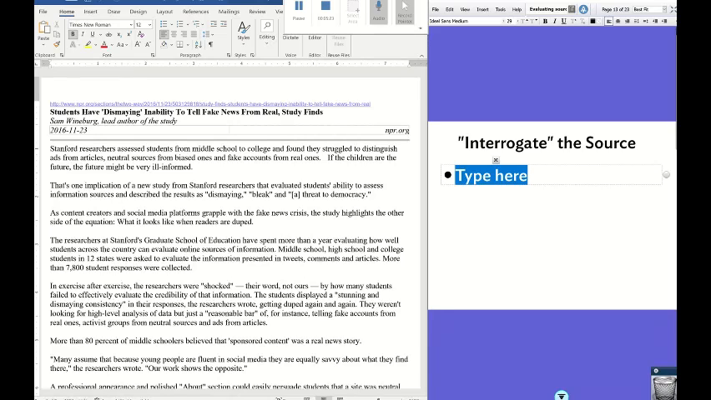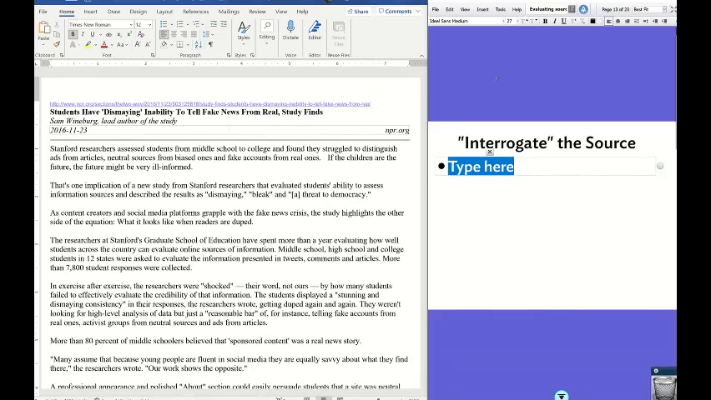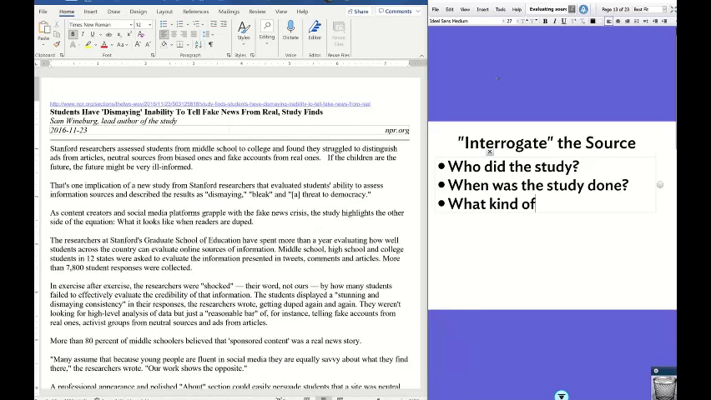Now, this headline actually includes the word study, meaning that it is referring to specific research that was done on this topic. So there are a lot of different things that we can consider, like who did the study? We could ask, when was the study done? Another thing, if they're making a claim about all students, well, what kind of students? How old were they? Were they around the world? Were they just in certain parts of the country? Were they in one specific community?